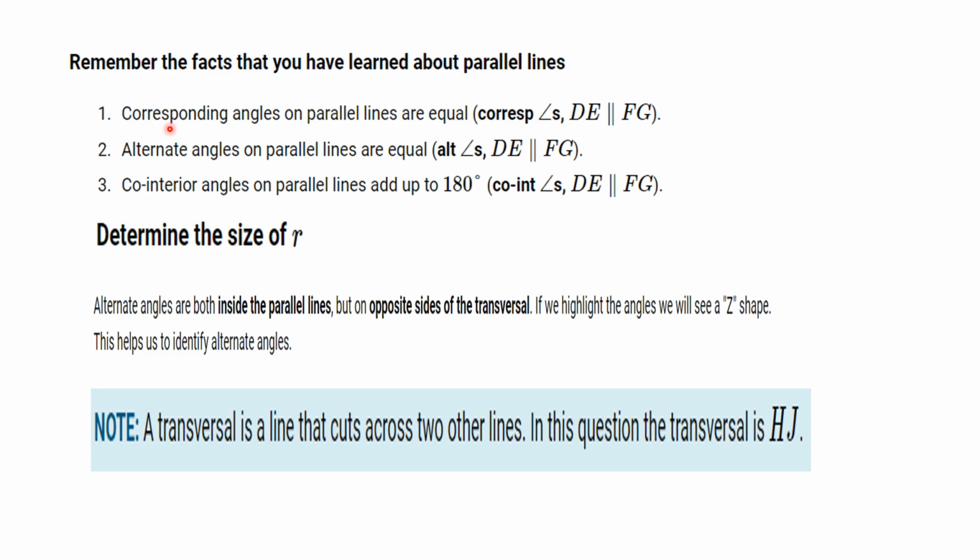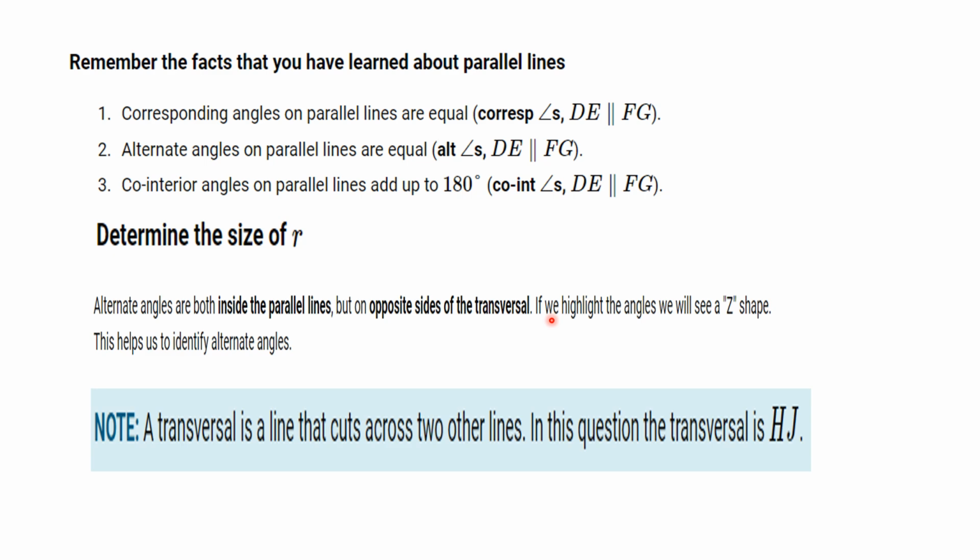The first one concerns corresponding angles. As we know, when you have parallel lines, corresponding angles will be formed and will be equal. We're also going to have alternate angles, and they are also going to be equal. Still, when you have parallel lines and a transversal, we're going to have cointerior angles, but they are not going to be equal, but they will add up to 180.